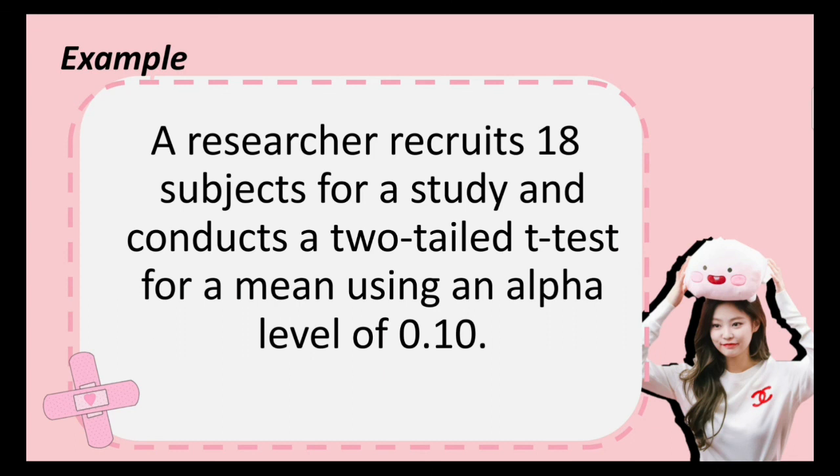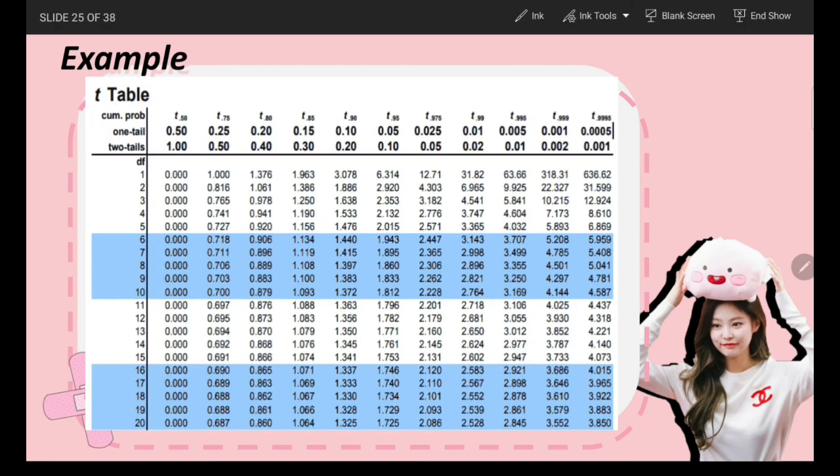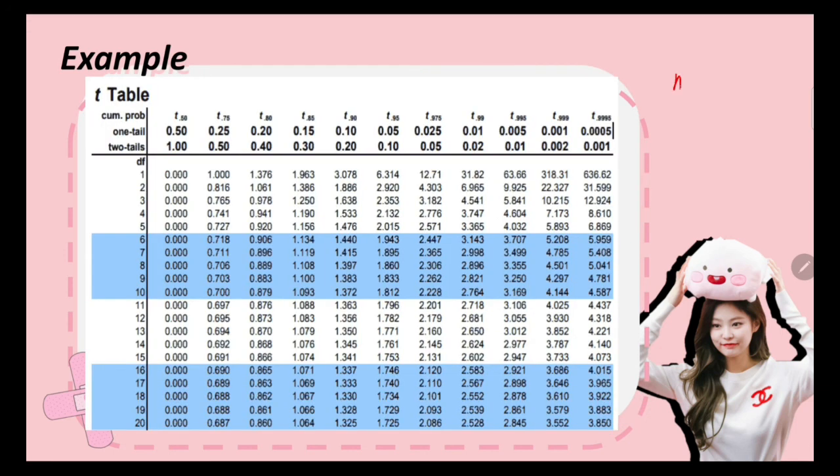Next, we have a researcher recruits 18 subjects for a study and conducts a two-tailed t-test for a mean using an alpha level of 0.10. So this time, ang gamit naman ni researcher ay two-tailed t-test. Again, the number of sample size is 18. Therefore, the degrees of freedom is 17. So, n-1.